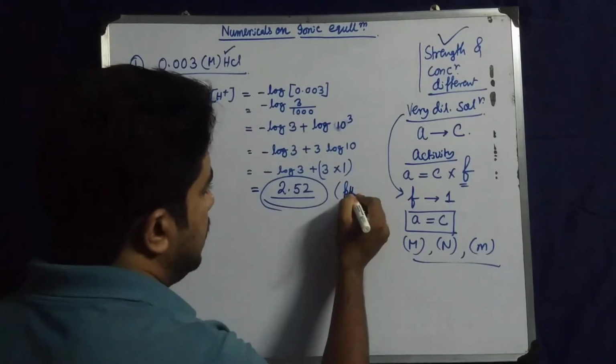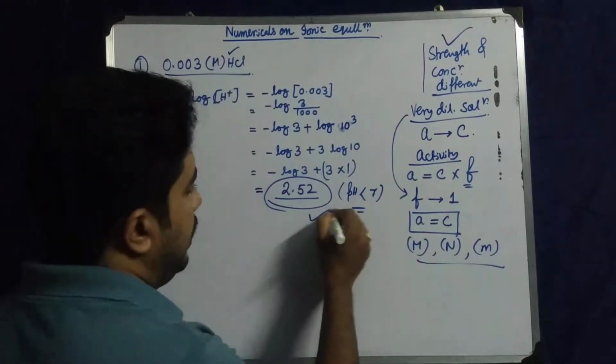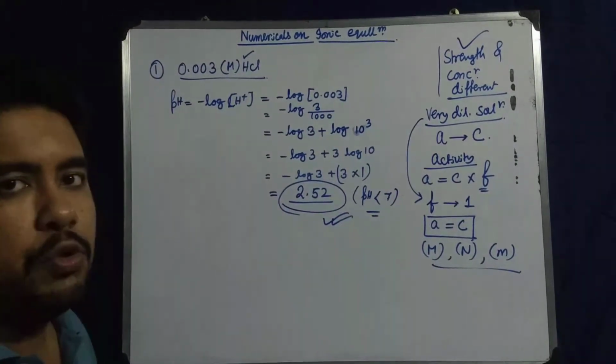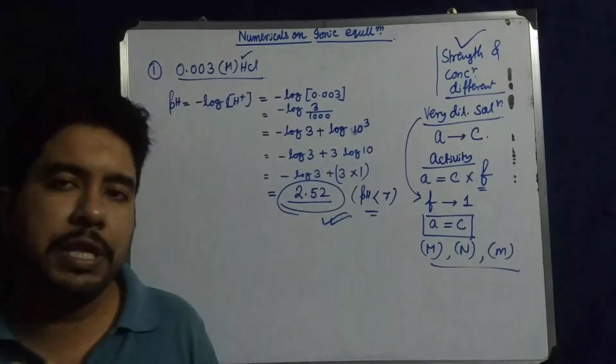So pH less than 7. So it is okay. The answer is correct. How can you know that answer is correct? Basically two things you need to follow.